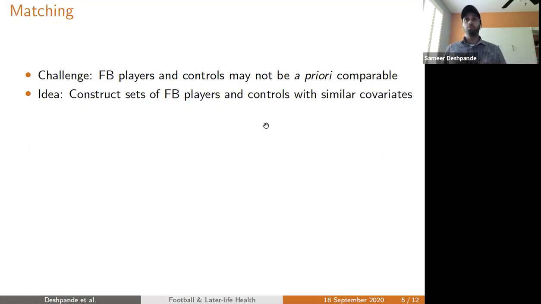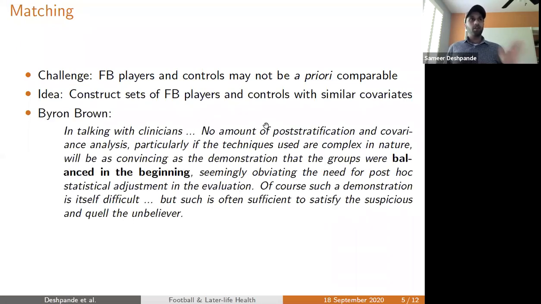And the reason for doing that is best summarized by this quote from Byron Brown, who was a really famous statistician. He wrote that when you talk to clinicians and other non-statisticians, no amount of post-stratification or covariance analysis, especially if they're complex, is going to be as convincing as a demonstration that the two groups you were comparing were balanced in the beginning. And he goes on to say that this demonstration might be difficult, but it's often sufficient to satisfy the suspicious and quell the unbelievers.